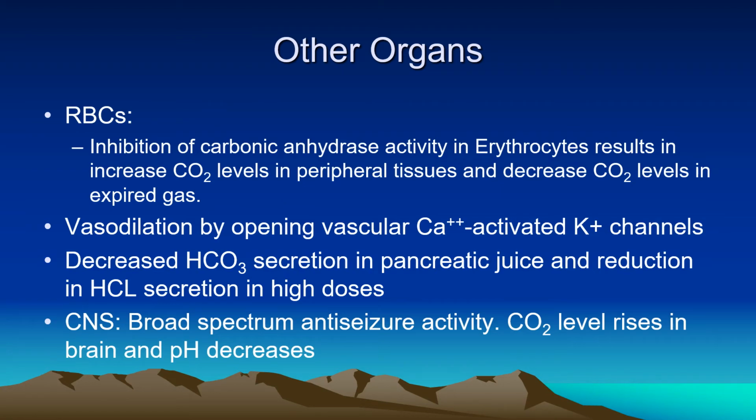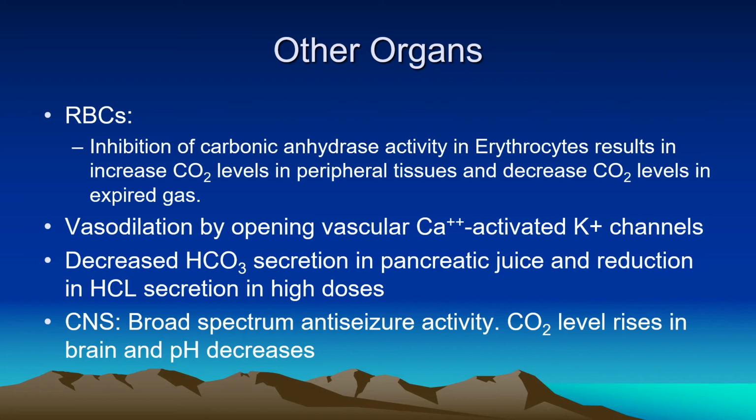In RBCs, carbonic anhydrase inhibitors will result in increased carbon dioxide levels in peripheral tissue and decreased carbon dioxide levels in the expired gas. But this effect may not persist longer, and the body tends to compensate. So this is not a major effect. Now, apart from that, carbonic anhydrase inhibitors may cause vasodilatation by opening up of potassium channels, that is calcium activated potassium channels. So they cause vasorelaxation.